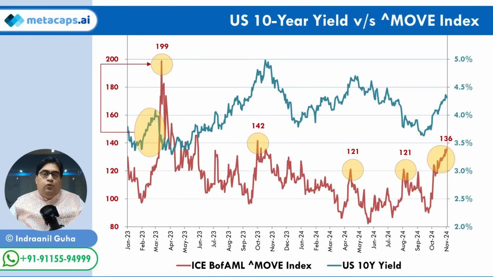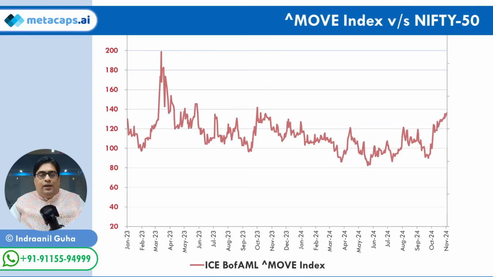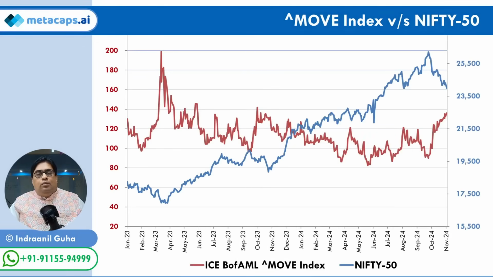Well, for that, you need to look at the chart representing the volatility in the US government bond market, basically the red line, the MOVE Index, in conjunction with the chart of the Nifty. So let's do that. For that, we'll first push up this red line and we'll add the chart of the Nifty, which is the blue line here.